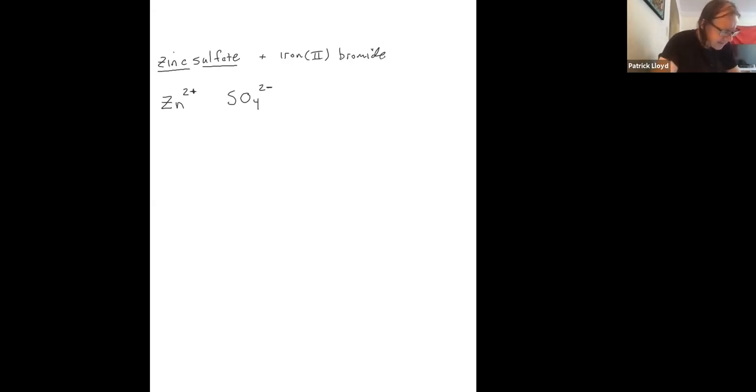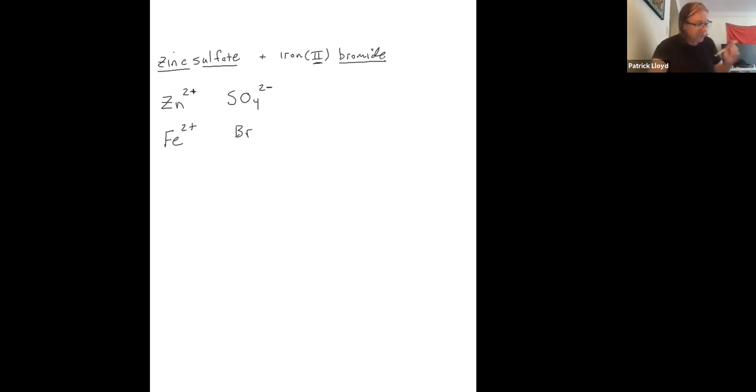So the issue here is, what happens. Now, what about the second one? What I'm going to do for this type of problem is write the second one right underneath the first one. So I'm going to write the iron. Now, remember the Roman numeral system? If it has a Roman numeral, that's telling you the charge. So that's +2, nice and easy. And then you get bromide. Bromide is in group 7A. Group 7A is -1.